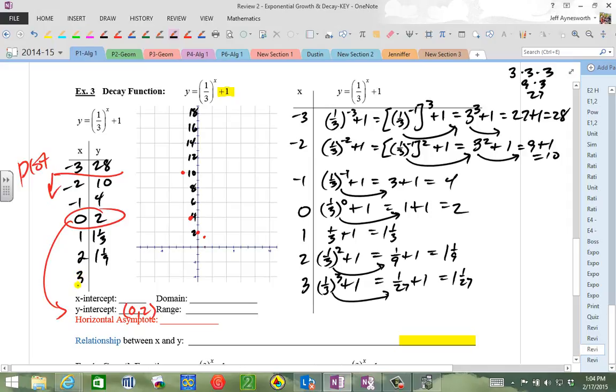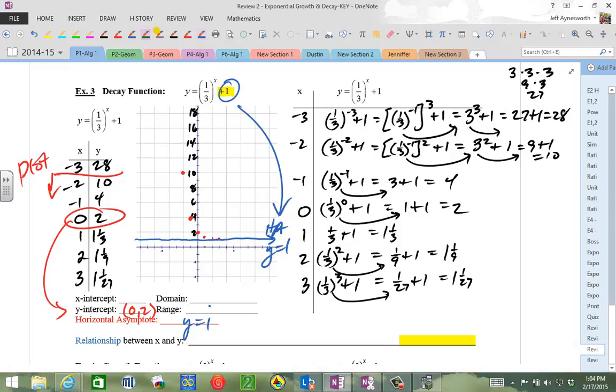So the last point that we have on the graph, and we can plot it now. So I still have to plot the 2 comma 1 1/9. So right 2, up 1 and a teeny bit. Right 3, up 1 and a teeny bit. So I can already tell that my asymptote is y equals 1. I can tell that by looking at this. Y equals 1, that's my horizontal asymptote. My graph is a decreasing or decay function.